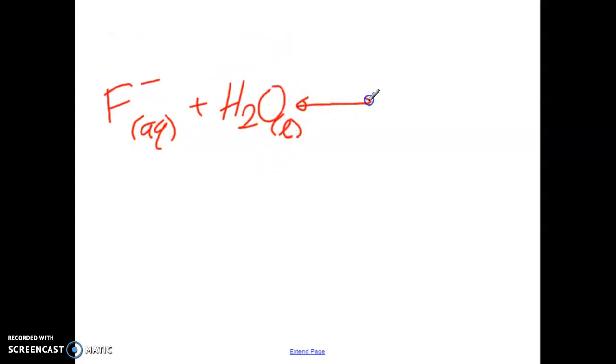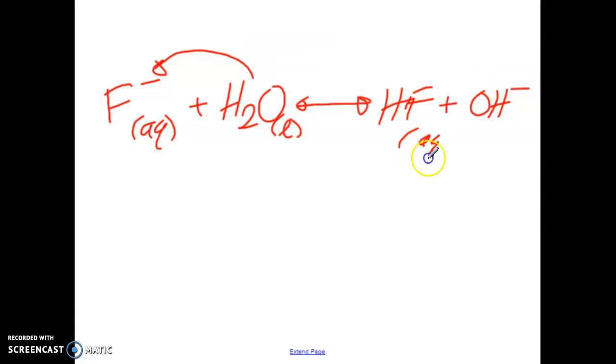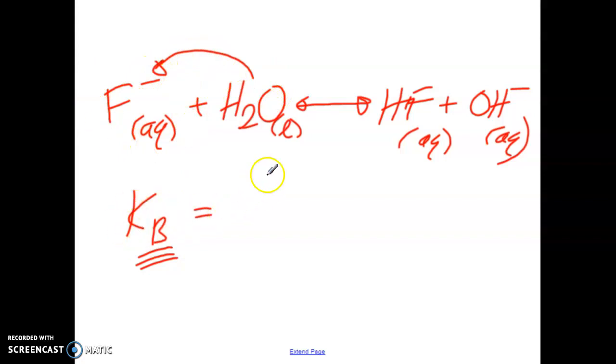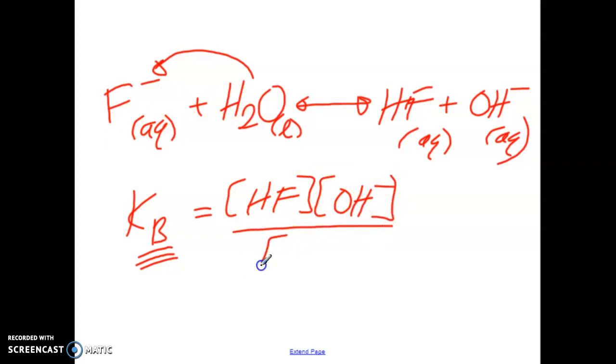Let's say we're dealing with a weak base equilibrium with fluoride, for example. If this is a base, it's going to become HF plus hydroxide, aq. Remember that whether it's an acid or base equilibrium really depends on what is reacting with water. In this case, my fluoride ions are doing the accepting. So this is a base equilibrium, which would be HF times hydroxide over fluoride.